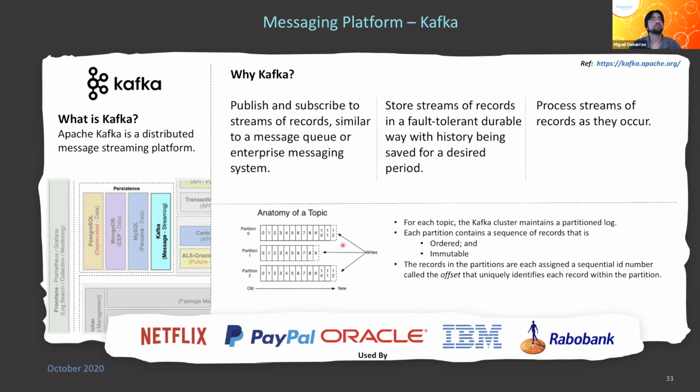Here we have Kafka. Why did we choose it? Basically, it allows us to publish and subscribe to a stream of records. It's similar to a message queue. It's not quite the same because, in essence, Kafka works as a log file.